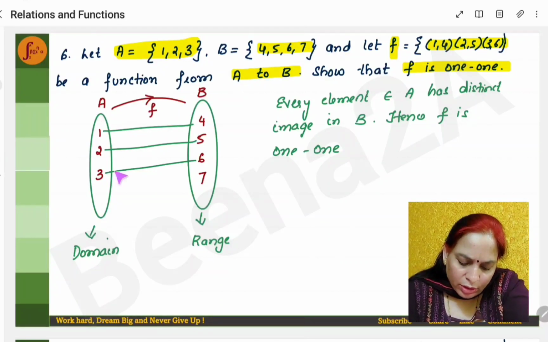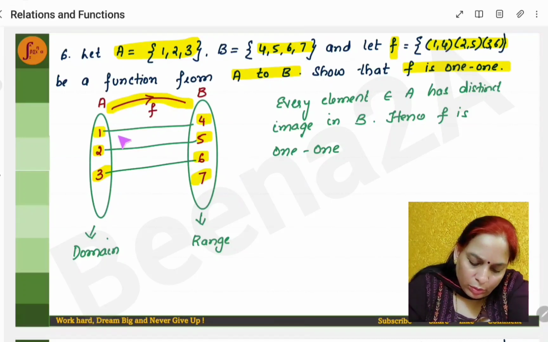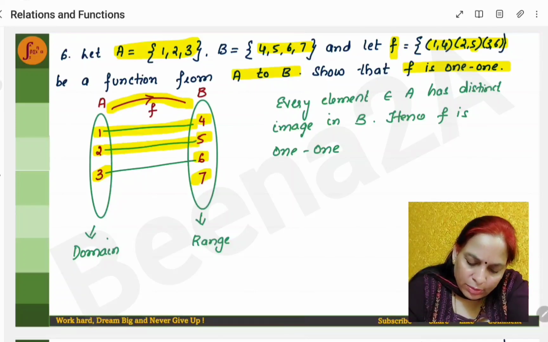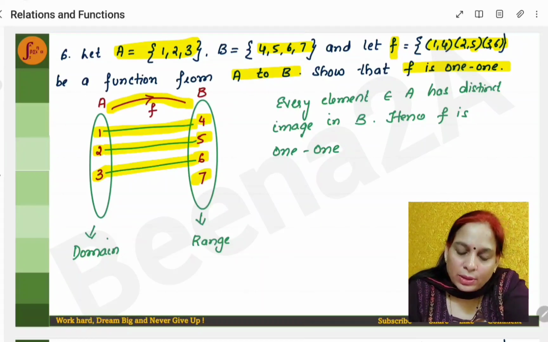You write function, you write set A here, it has 1, 2, 3 elements. Then you have set B, 4, 5, 6, 7. And then there is a function from this A to B. Now 1 is mapped to 4. Next 2 is mapped to 5. Next 3 is mapped to 6.